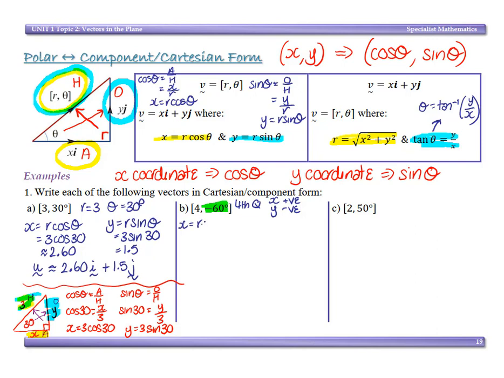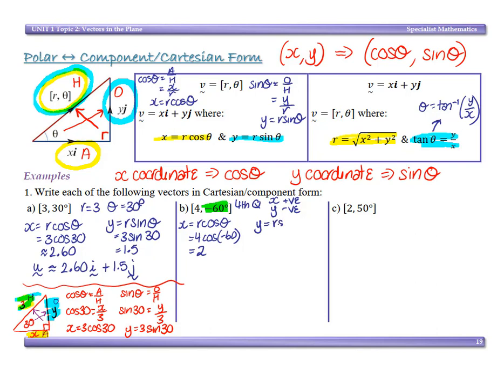So x equals r cos theta. So that's equal to 4 cos negative 60. Now because cos is positive in our fourth quadrant, when we go to our calculator, if we put in that negative 60, it'll come out as a positive, which is 2.